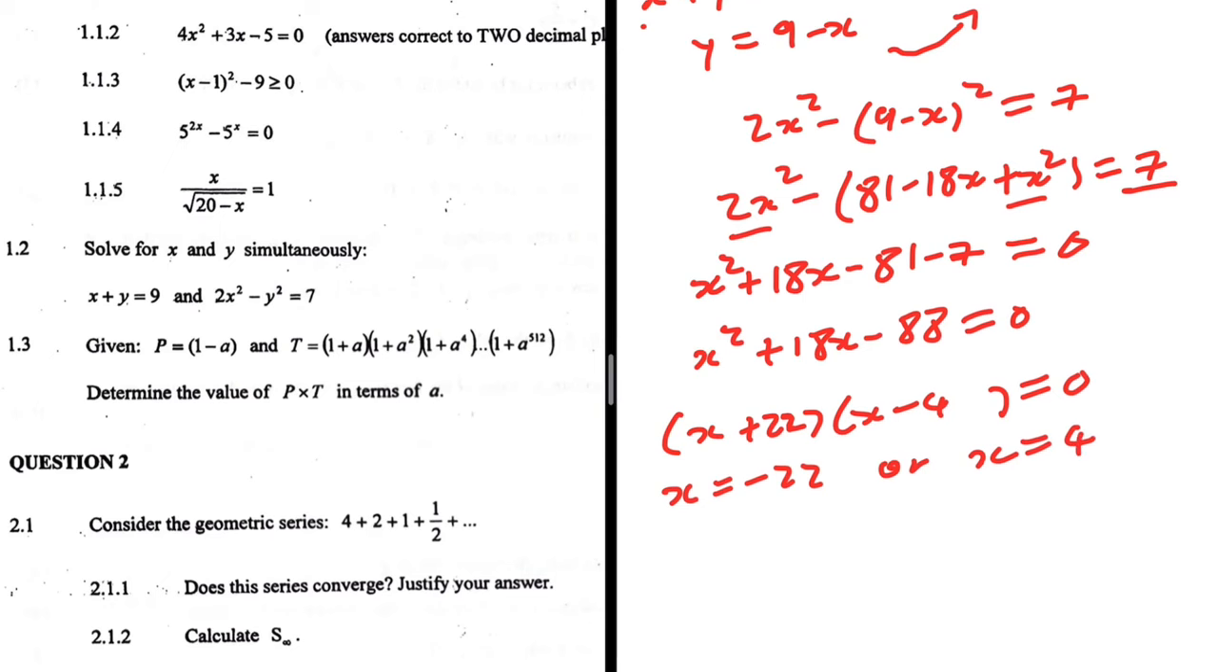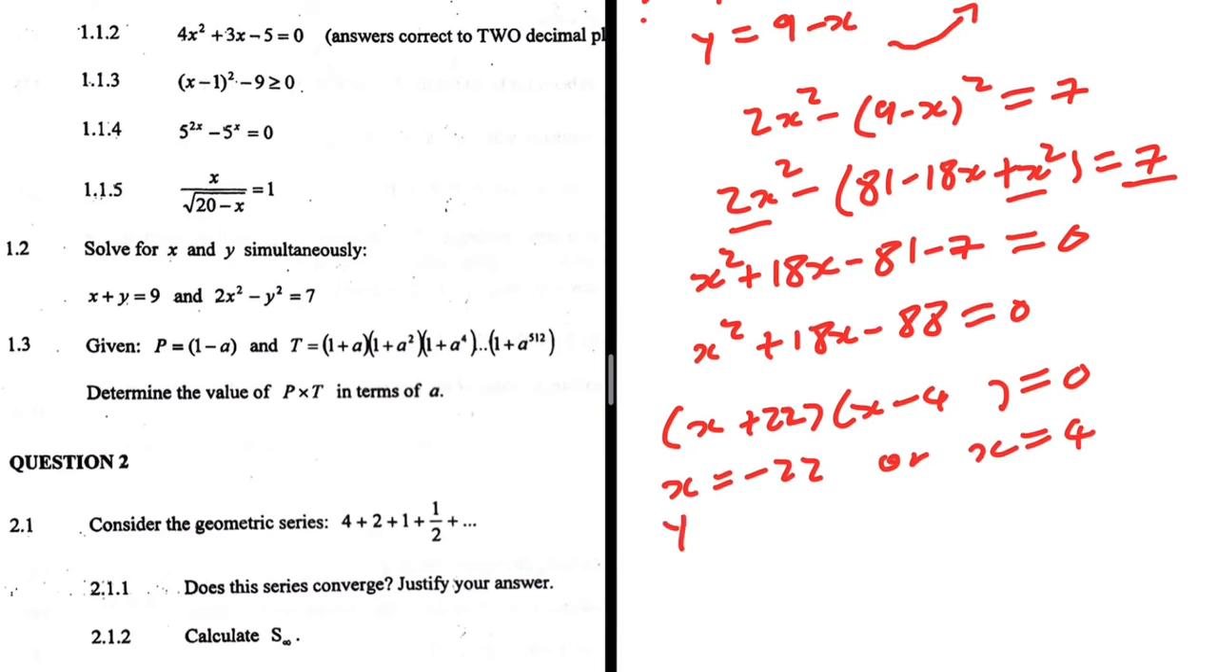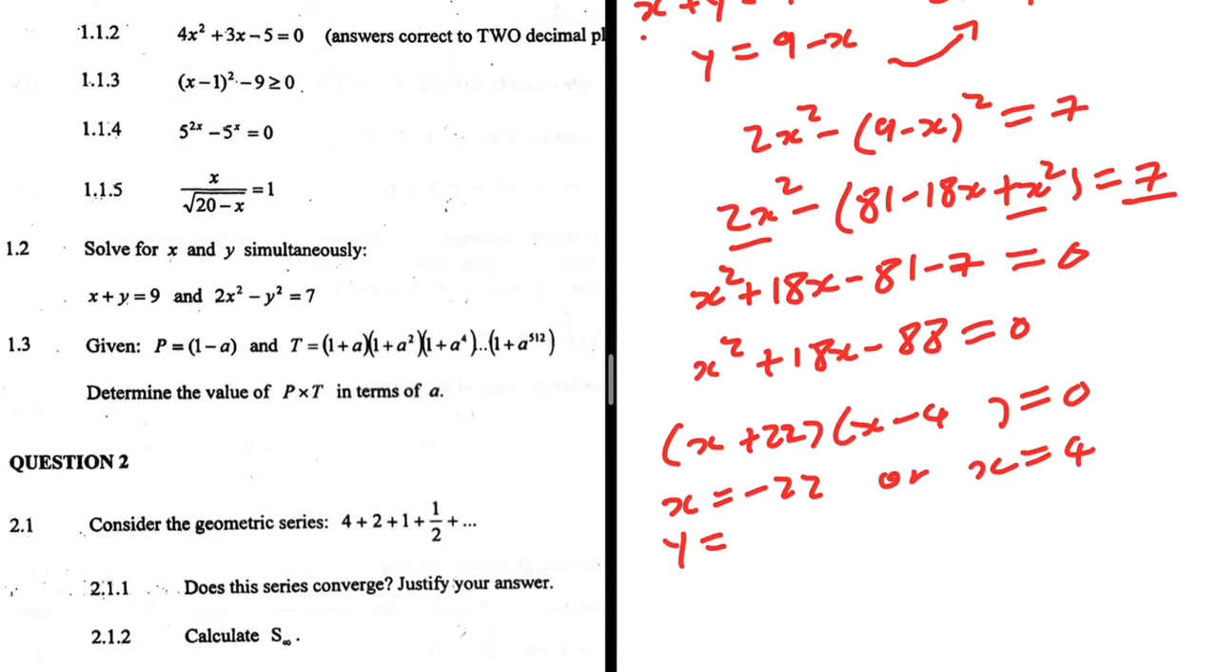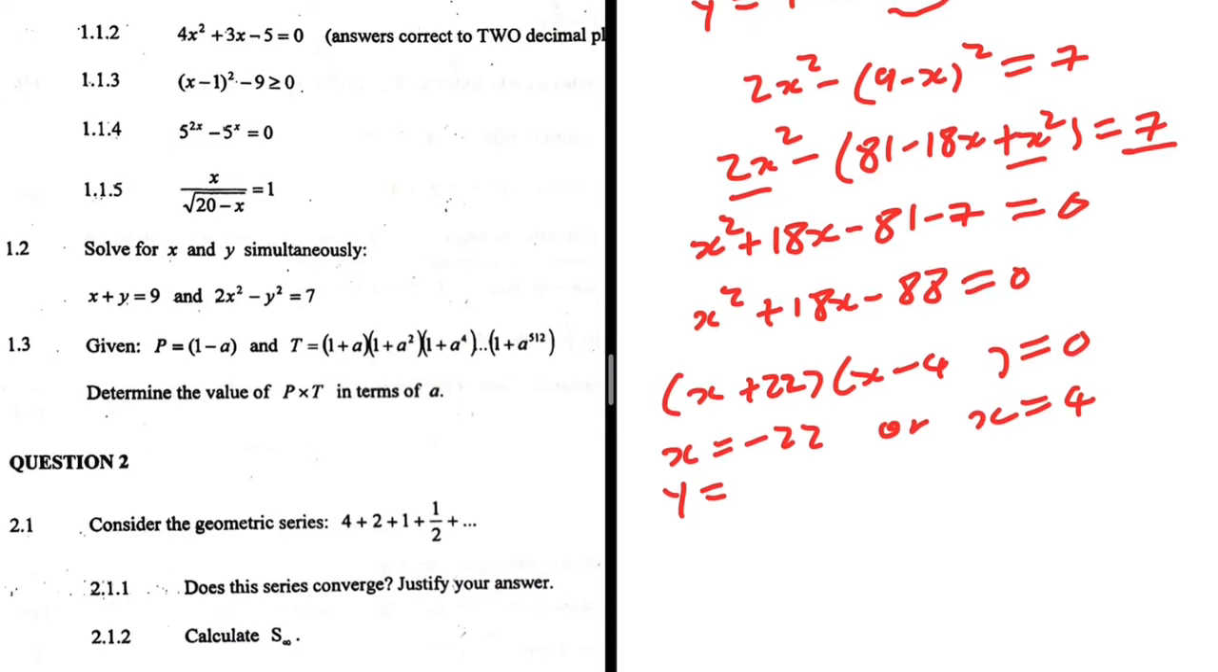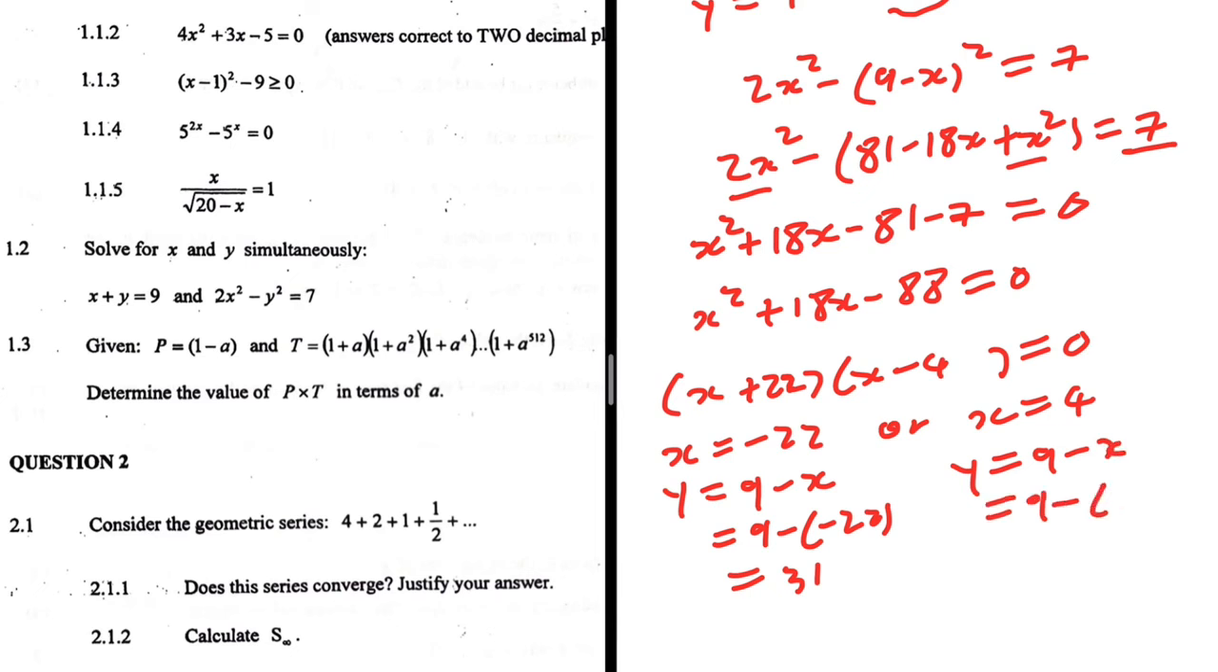Right. So what is y equal to when x is equal to minus 22? We're going to have 9 minus x. x is minus 22 in this case. So that is 9 plus 22, which is 31. Right. y is equal to 9 minus x. And in this case, x is 4. So what is 9 minus 4? That is 5. So there we go.